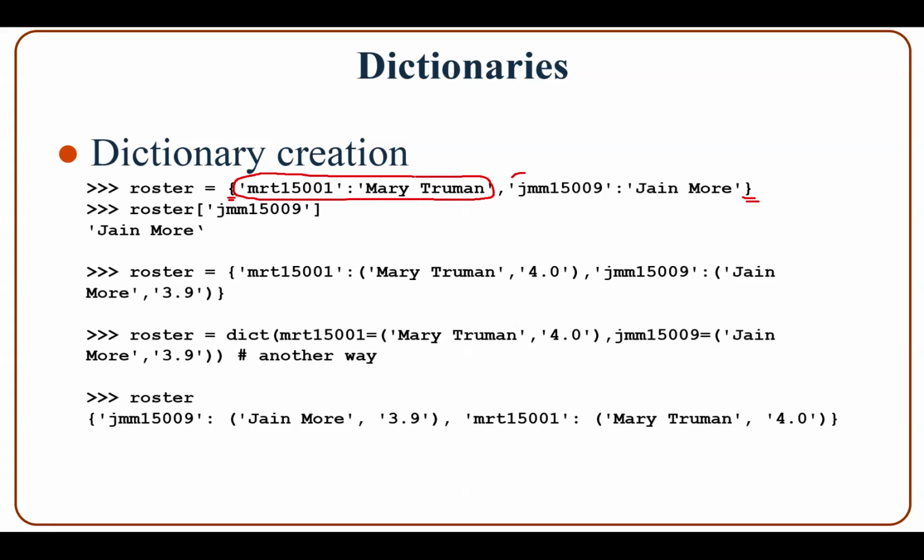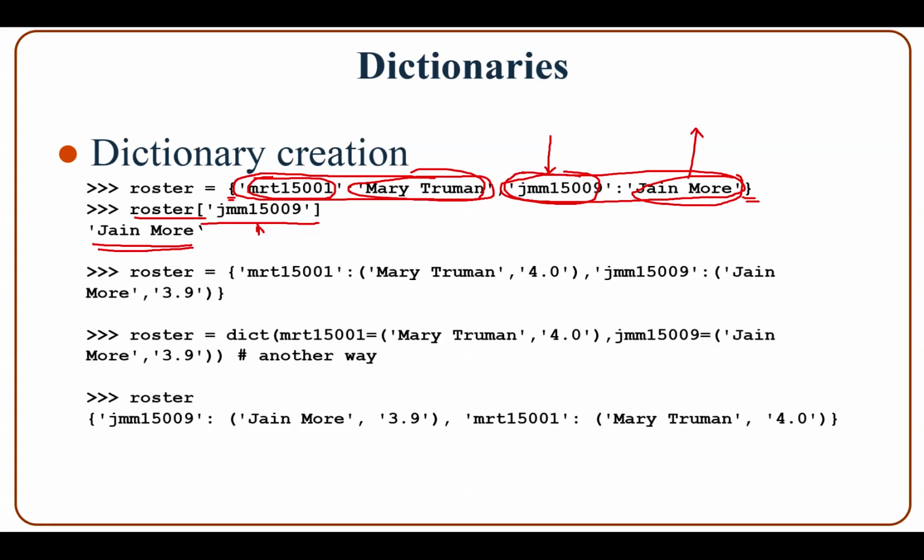So this is the first pair, and that is the second pair, and each pair you have the key and value, key and value. So later on, if you ask the dictionary, given a key, then it returns you the value. For example, here you say roster and give it the key, which is actually the string containing the net ID. Then it returns you the corresponding name.